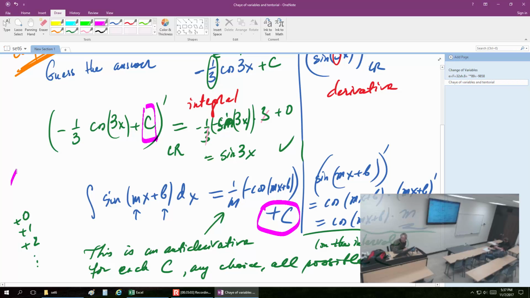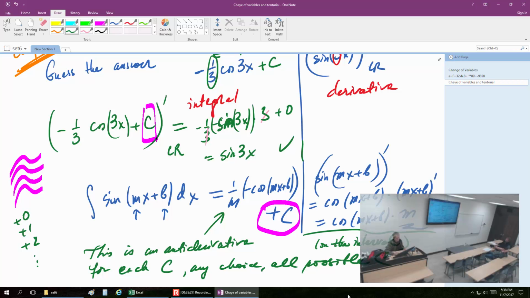So what you should have in mind is this, once again. That's not a good way to make those pictures, but these are a bunch of antiderivatives. They all have the same shapes, but they are shifted vertically, and that C is the shift.